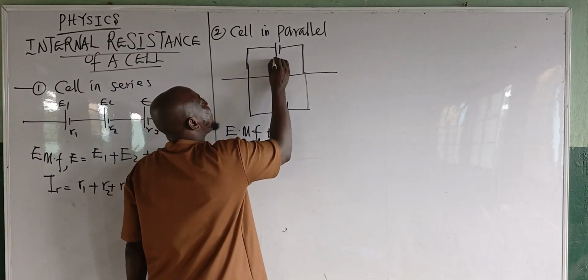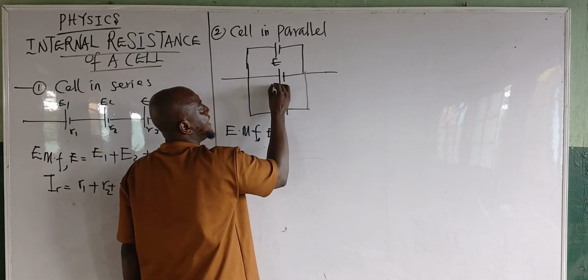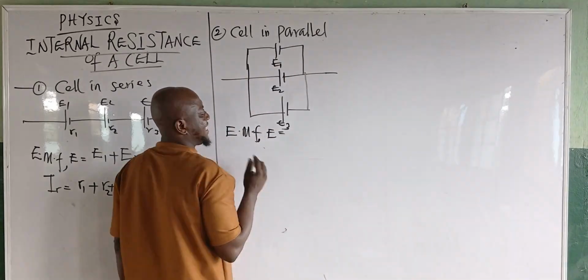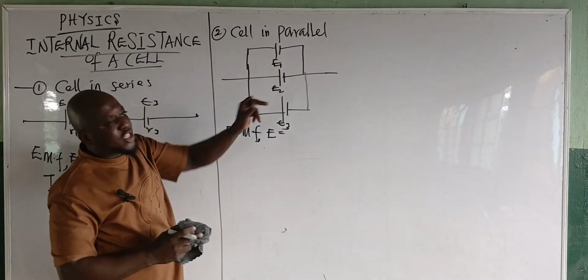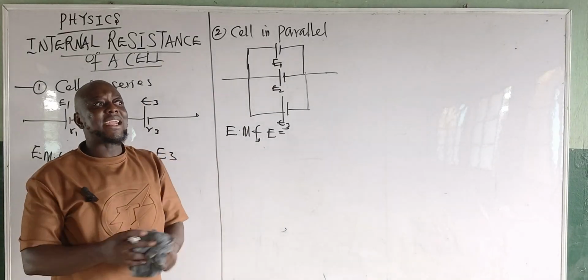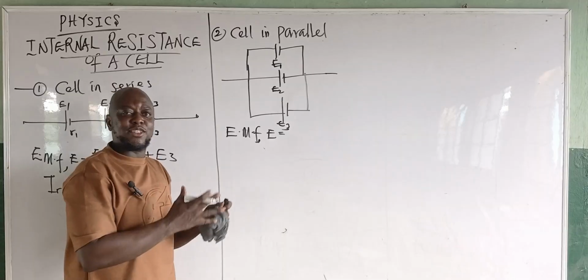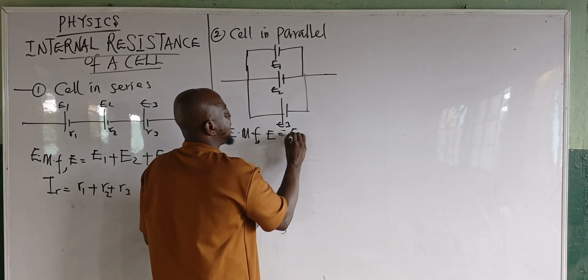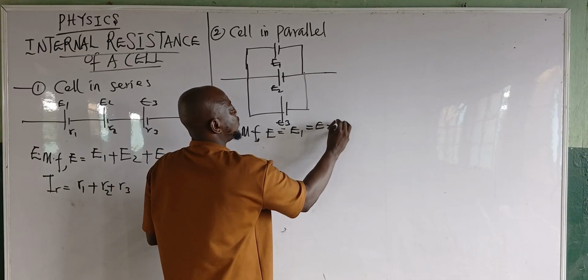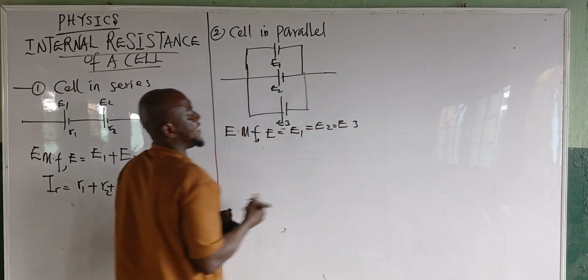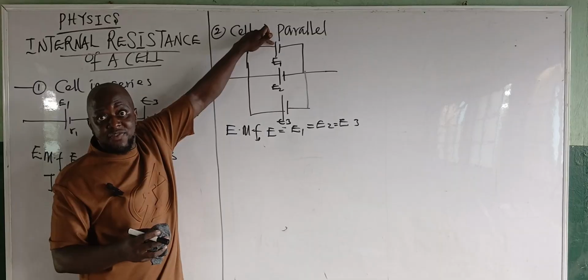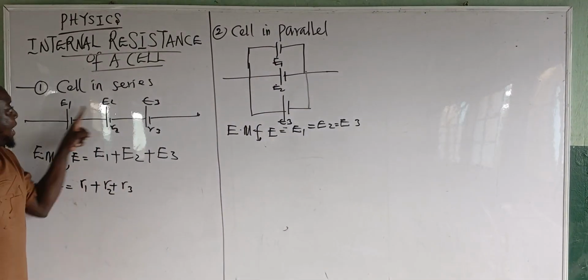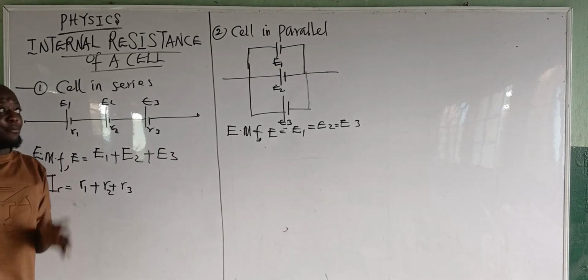If here is E, that is E, E, and E. So if here is 3, 2, and 1, it means that whatever the value is here, just pick one of the values. Even though they are arranged in 3 cells or in 2 cells or in 4 cells, the EMF here is given as this. Which we say E1 is equal to E2 is equal to E3. That's the meaning of this. Meaning that if the EMF here is 2, 2, 2 across the cells, just pick one. But for the series one, the EMF value should be added.